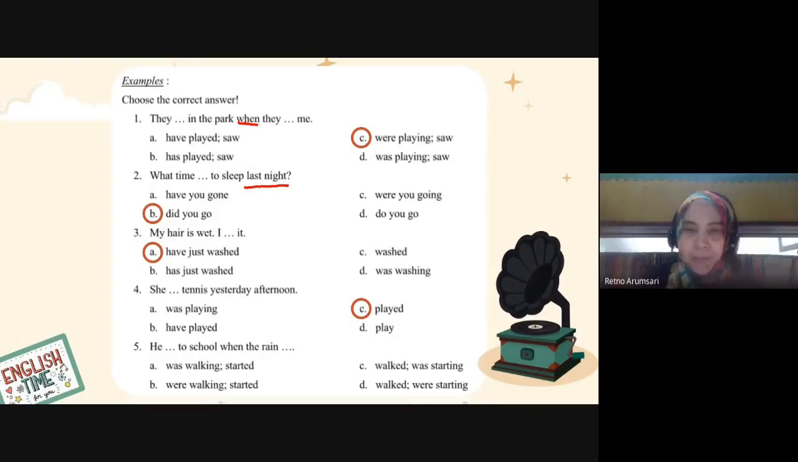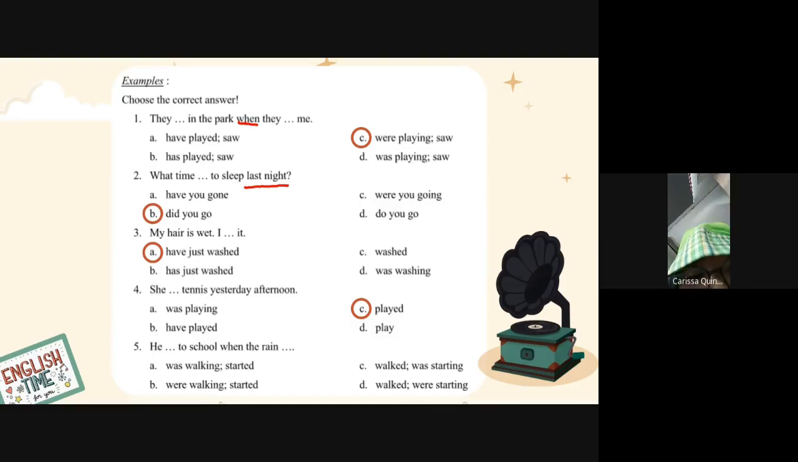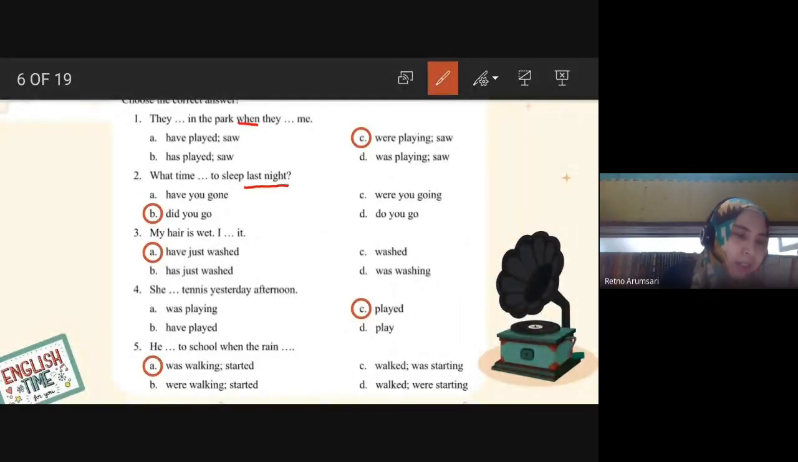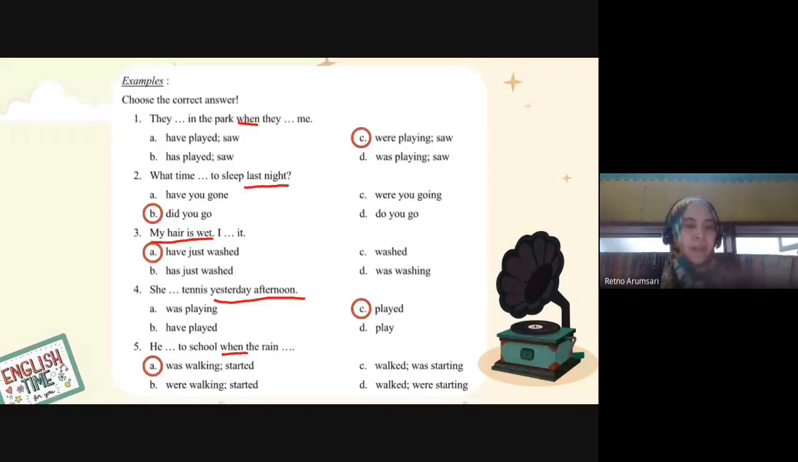Okay. Number 5. He was walking to school when the rain started. Yes, he was walking to school when the rain started. There are two blanks in the question, so the answer is most likely in past continuous and past simple. That's right. And oh yeah, I forgot to underline the clues. Number 3, the clue is my hair is wet, and number 4, the clue is yesterday afternoon, and number 5, the clue is when. Okay, 6E. Let's go to the next slide.